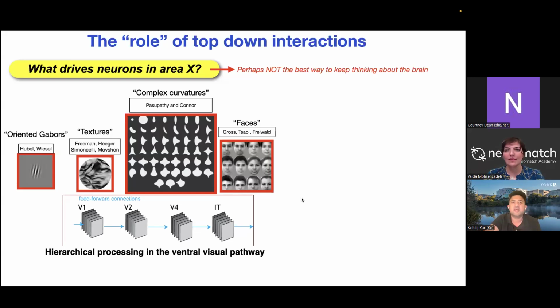So anyways, I think instead of focusing on what drives the neuron, we should be focusing on what class of models are best predicting the activity or whatever phenomena you're interested in. Even the idea of the role of top-down interaction: rather than asking what is the role of top-down interaction, let's ask what kind of models with top-down interaction best explain the data that we are collecting?